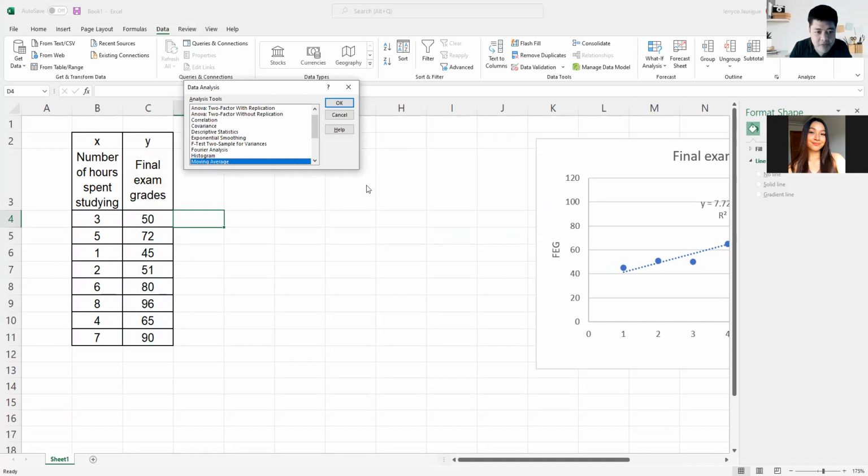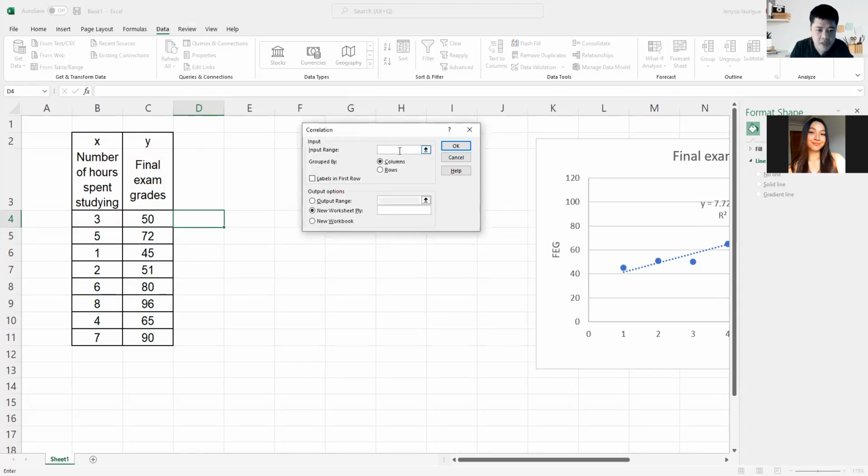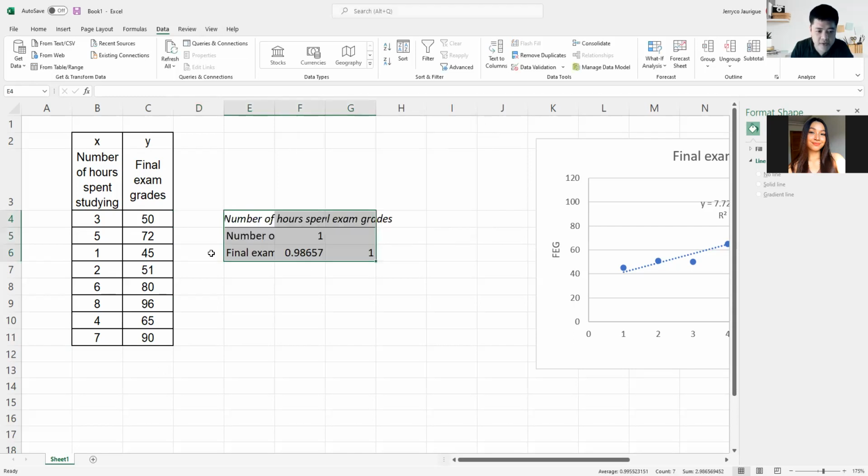So in Data Analysis, you will have this dialog box. If you click Correlation, may correlation dito. Sige, highlight the correlation. You can highlight this for the input. Kung sinama mo yung label, you have to check this. Kung gusto mong dito lang lumabas yung values, just click here and then click OK. And you will have here the regression coefficient.